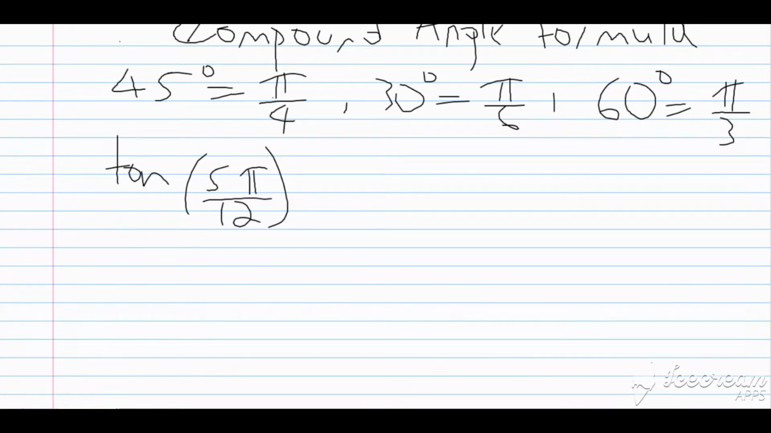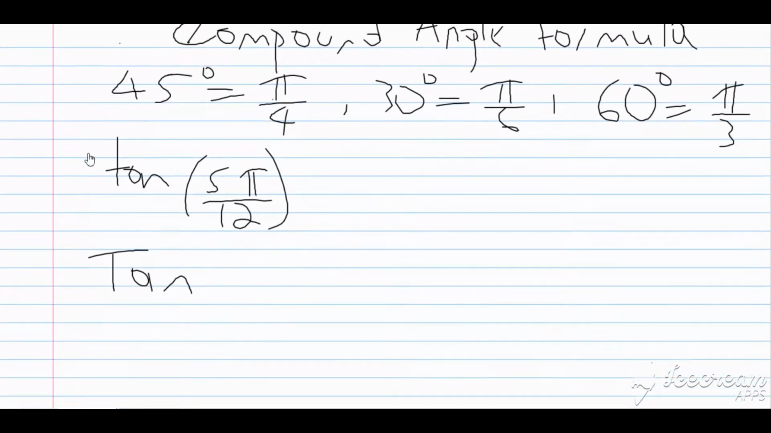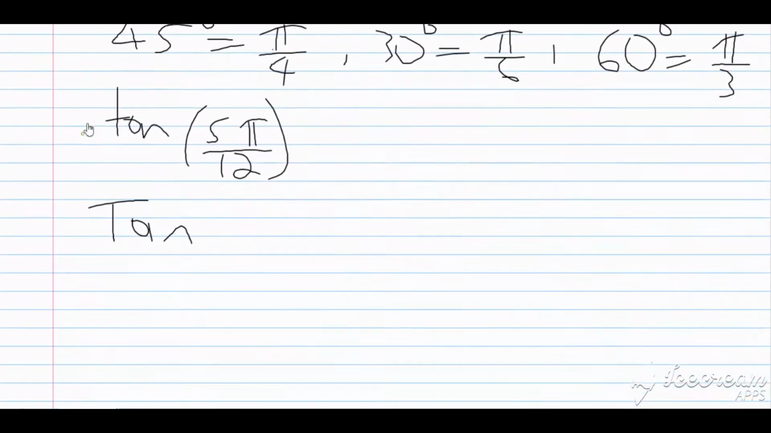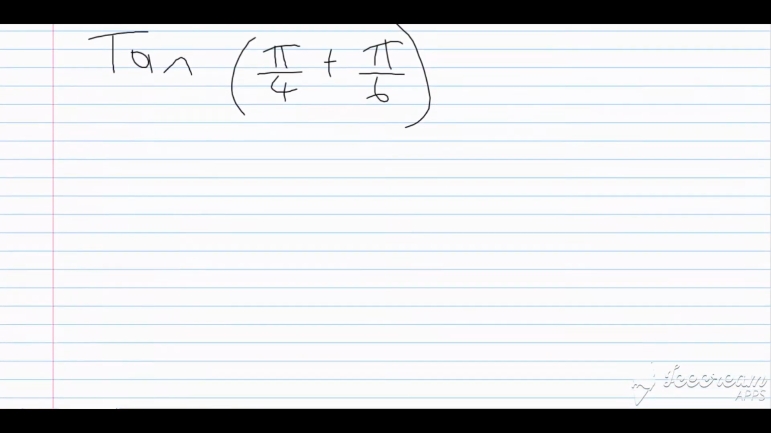So it means I can write this thing now as a tangent. Bear in mind, look, 45 degrees is pi over 4 and 30 degrees is pi over 6. So the tangent of pi over 4 plus pi over 6. Good. So now I need to recall the compound angle formula for tan A plus B.